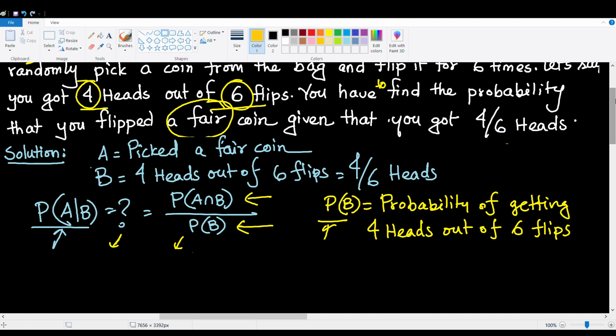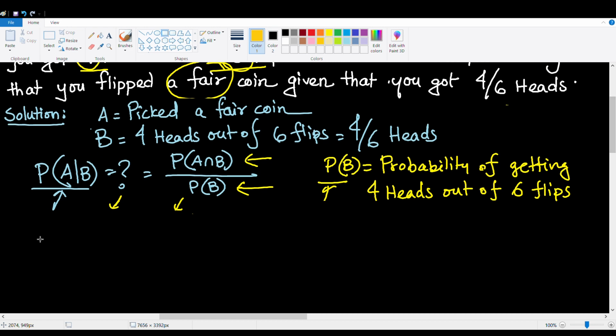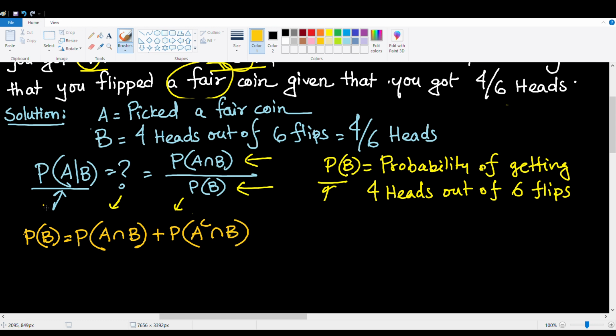To determine the probability of getting 4 heads out of 6 flips, we have to know the type of coin that was flipped in the first place. So we need to know the type of coin, whether it was fair or unfair. Therefore, we can write that probability of B equals the probability of picking a fair coin from the bag randomly and then flipping 4 heads out of 6, plus the probability of picking an unfair coin from the bag and then flipping 4 heads out of 6. So this is the total probability theorem from your conditional probability lecture. I hope you remember it.